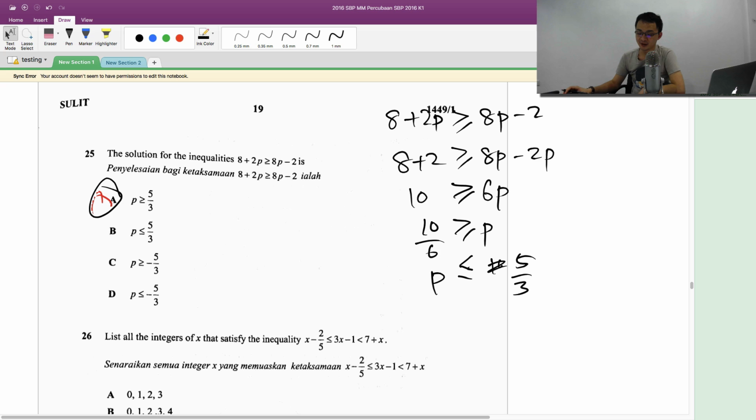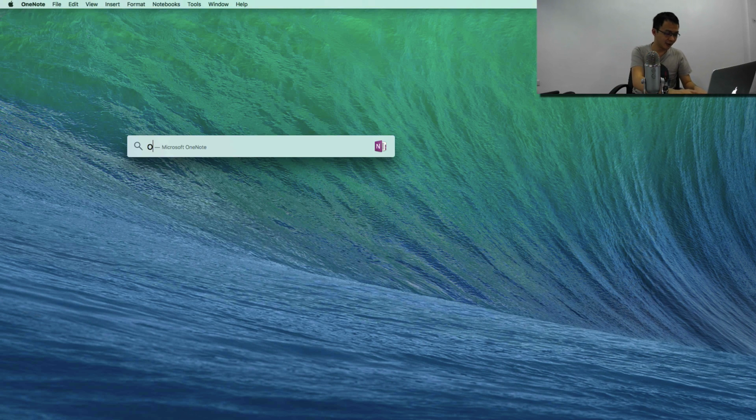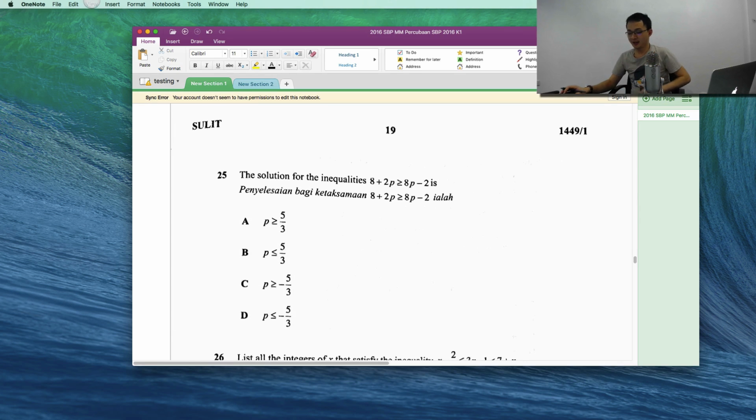Okay, it's hang again, so I will close it and open it again.